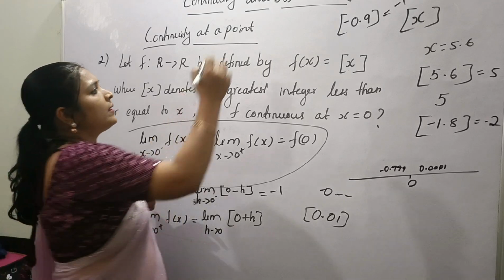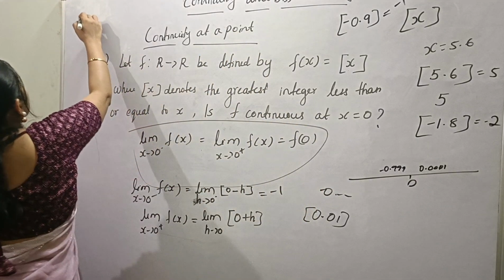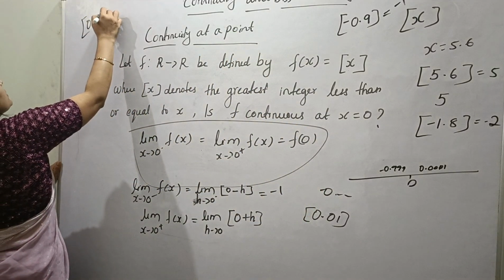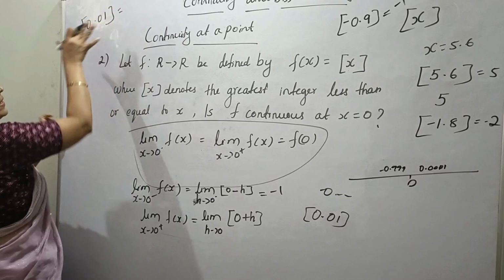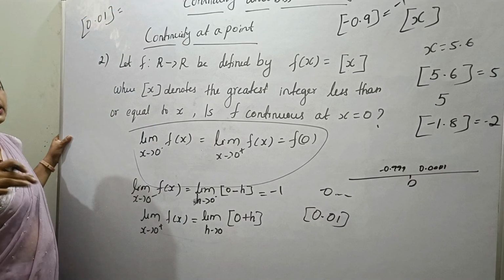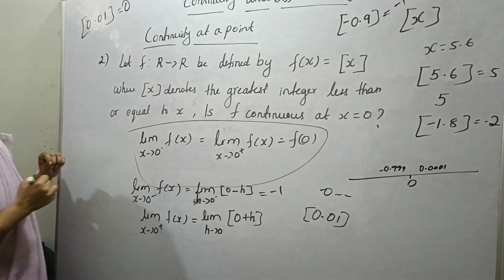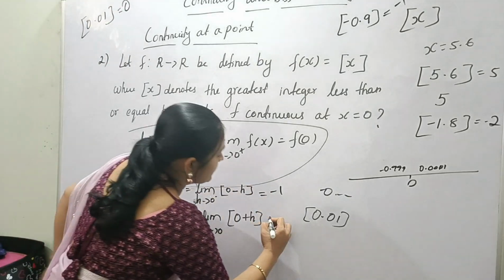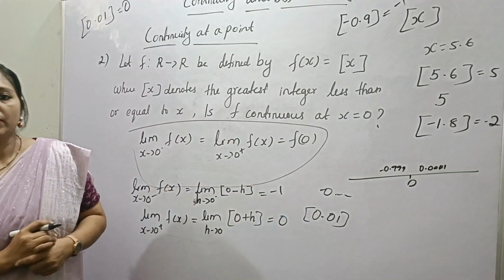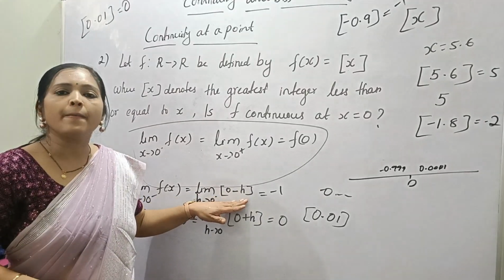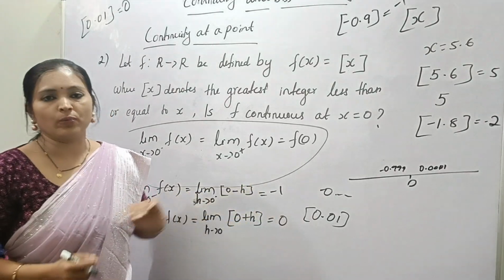0, right? 0.01 is nothing but the largest integer less than 0.01. That is 0 itself, right? So here the value is 0. Here it is minus 1, here 0.